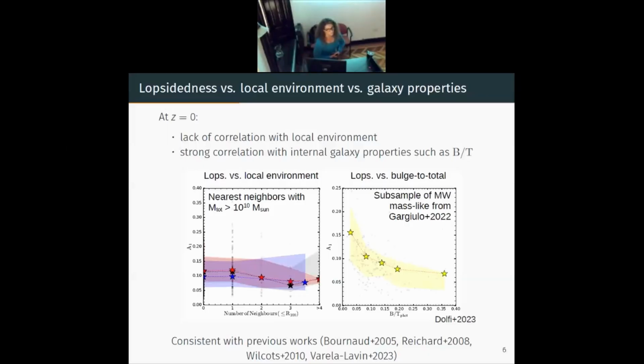And this is consistent with what we're finding, that the lopsided galaxies tend to have lower concentration, lower central stellar mass density, and because of this, they are more easily perturbed as a result of an external perturbation.